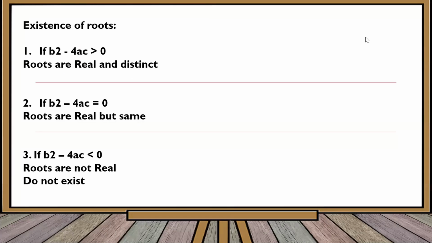So regarding the existence of roots, b square minus 4ac greater than 0, roots are real and distinct. Just the example that we saw wherein m was equal to 13 or m was equal to 1. So both the roots belong to real numbers, and they are different from each other.